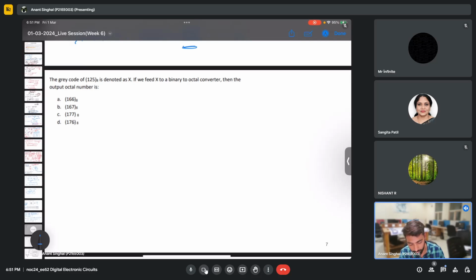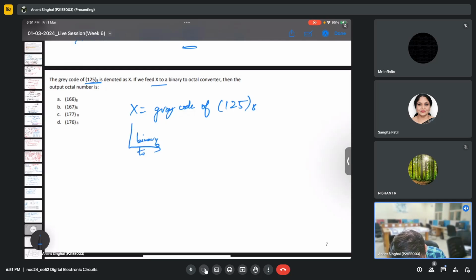Okay, so we have already read the concept of how to convert an octal number to binary or binary to octal. So here x is the gray code of 125 to the base 8. If we feed x to a binary to octal converter, so we need a binary, right? Then what will be the output? So this output is now unknown.